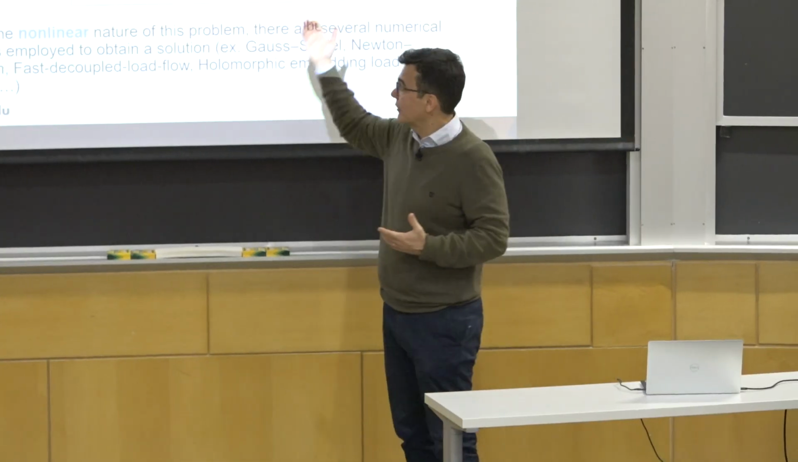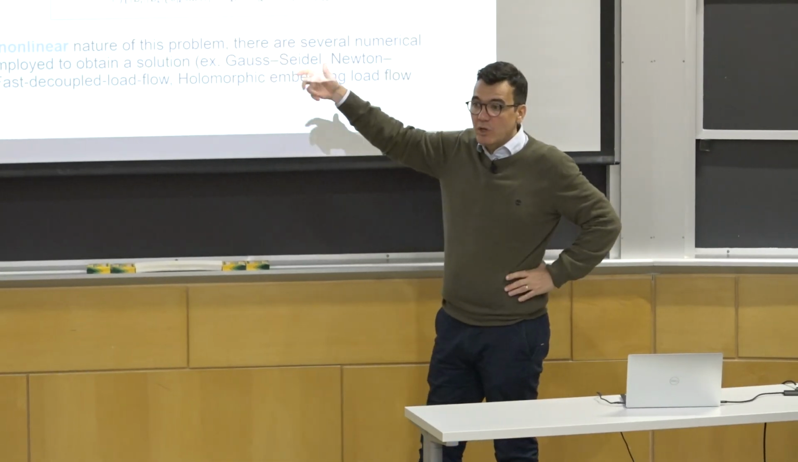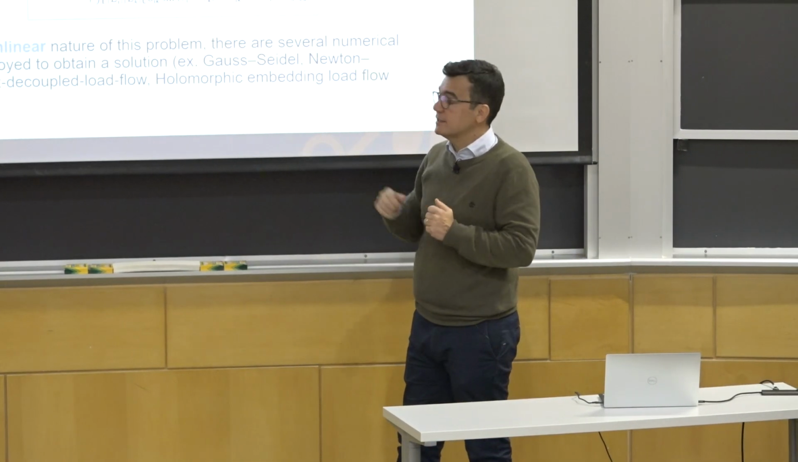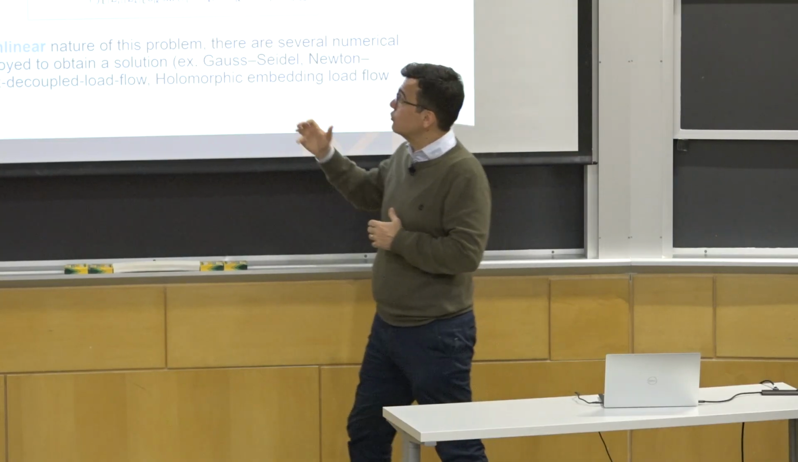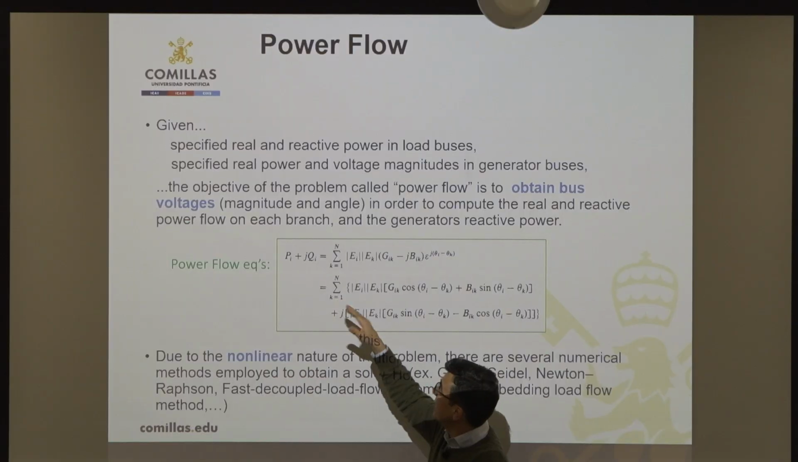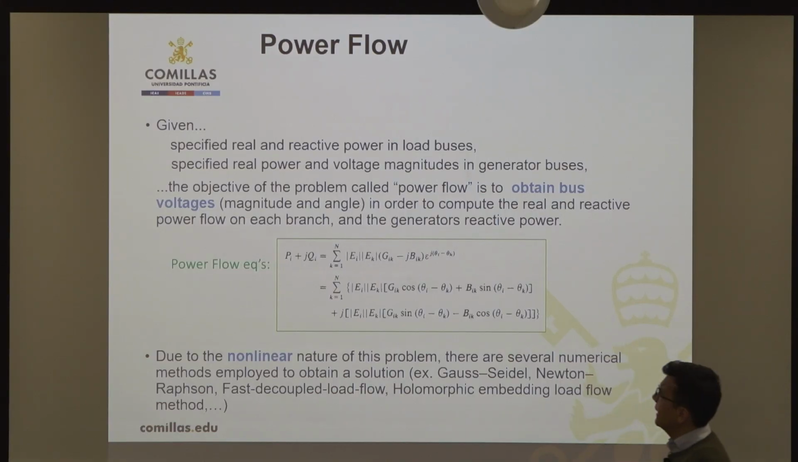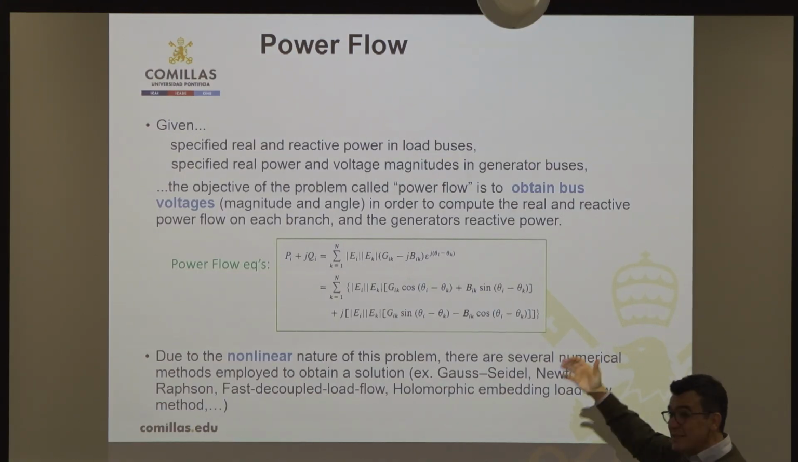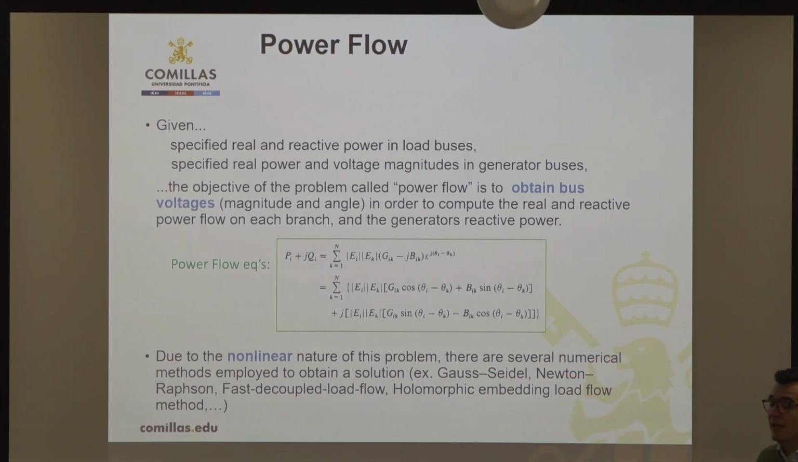This is nothing else than solving a very nonlinear system of equations. It's not obvious. Here you can see the equations that relate all these magnitudes. And it's not obvious to see what the flows are for every line, taking into account the topology of the network and, of course, all the electrical characteristics of the lines. This is just solving a set of equations which is very nonlinear, and this is why there are different methods employed, like Gauss-Seidel, Newton-Raphson, etc.